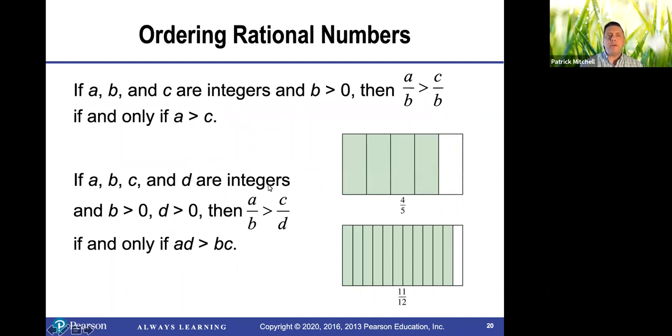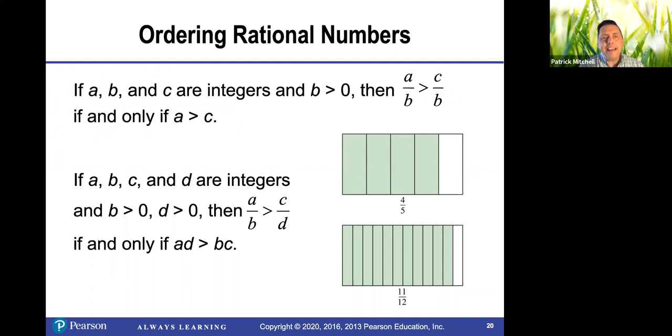Ordering rational numbers. If a, b, and c are integers and b is greater than 0, then a over b is greater than c over b if and only if a is greater than c. All right, so that's pretty easy to illustrate using an area model or a number line model or really any of these models. Very easy to compare fractions when the denominators are the same. However, if the denominators are different, then you can use something similar to what we were just talking about.